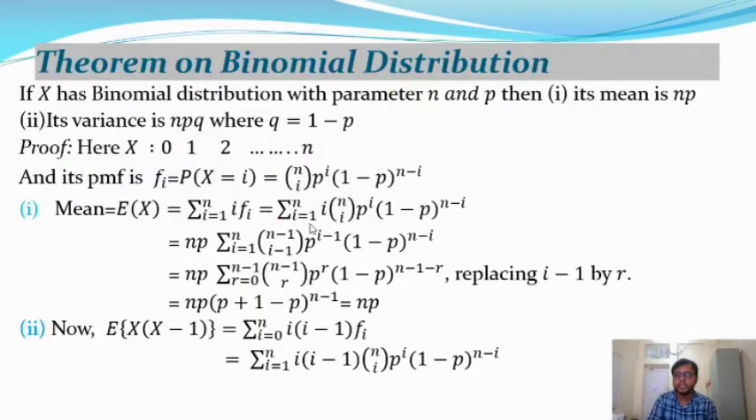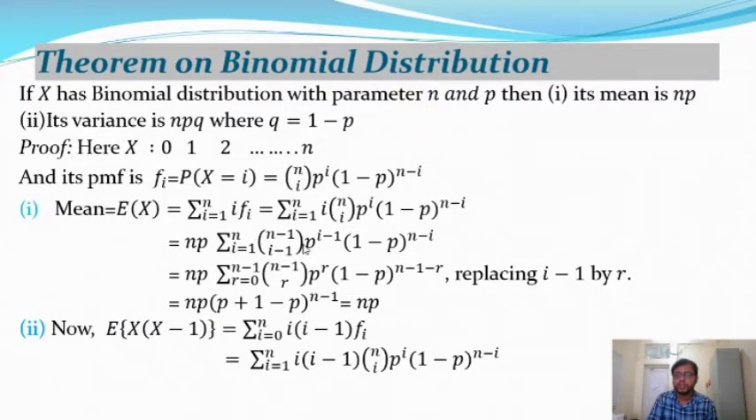So from this we will get the summation of i equal to 1 to n of i into nCi p to the power i into (1 minus p) whole to the power n minus i. And nCi, after cancelling the term i, is written so that from this we will get n into p, where p is the parameter. So it is not a variable, and also n is a parameter. So np into the summation over i equal to 1 to n of (n minus 1)C(i minus 1) p to the power i minus 1 into (1 minus p) whole to the power n minus i.